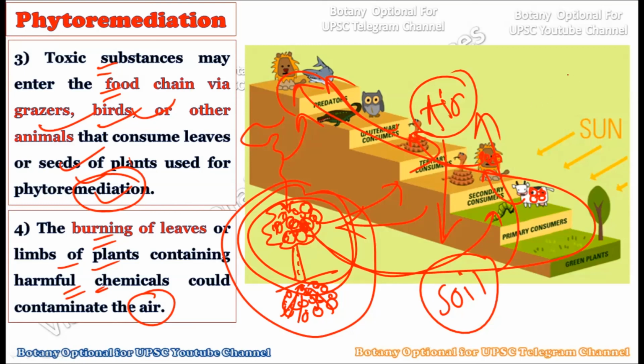Okay, so we have understood what we mean by phytoremediation, what the process of phytoremediation is, and what the 6 different types of phytoremediation are. After that, we have studied the 3 major advantages of the phytoremediation, and finally we have understood the 4 major limitations of the phytoremediation.